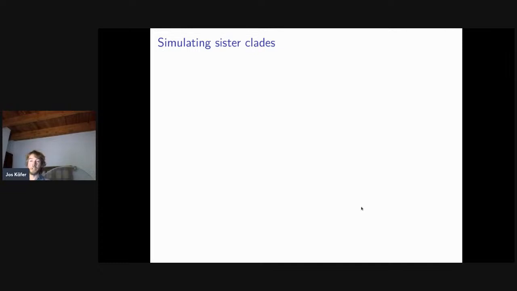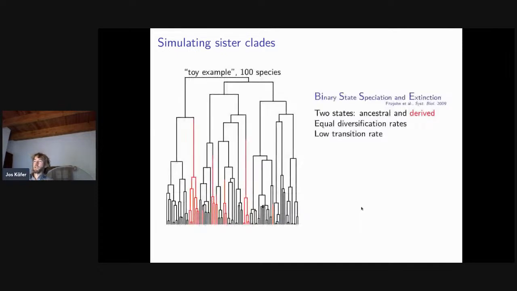I wanted to understand actually what these characteristics of chance would give in the outcomes of the numbers of species in clades. So here I just show a small toy example of 100 species. What I did is use BiSSE, not to fit a model, but I used the simulation tools that were included in the package. So I simulated trees with two states, one ancestral and one derived state, the dioecious. So they have both equal diversification rates and a low transition rate.